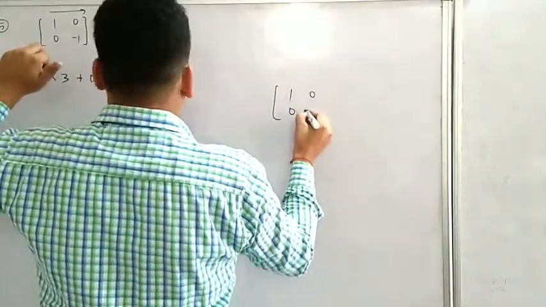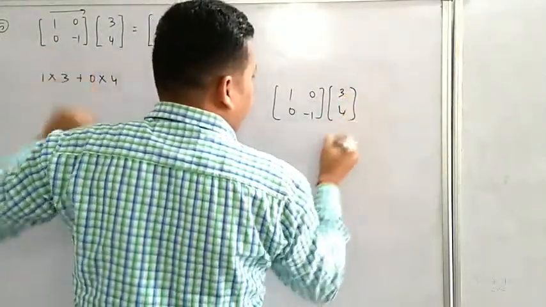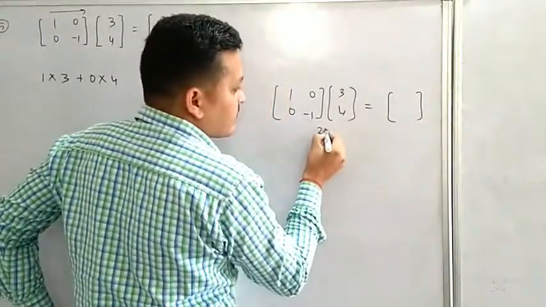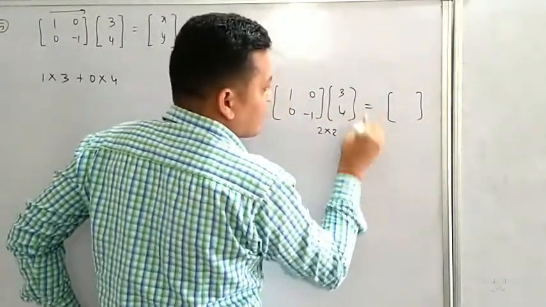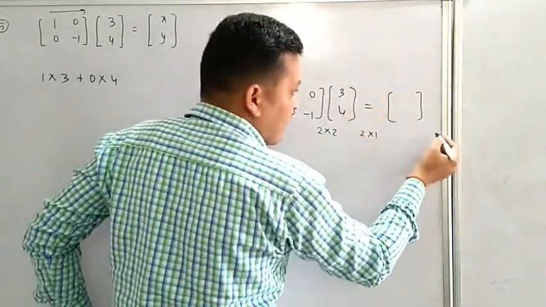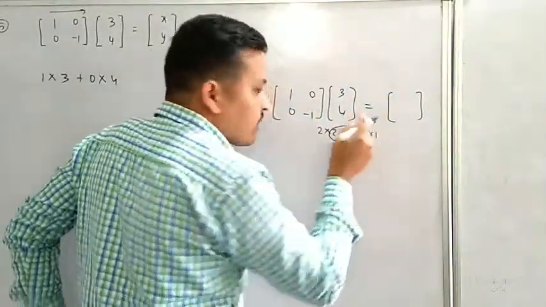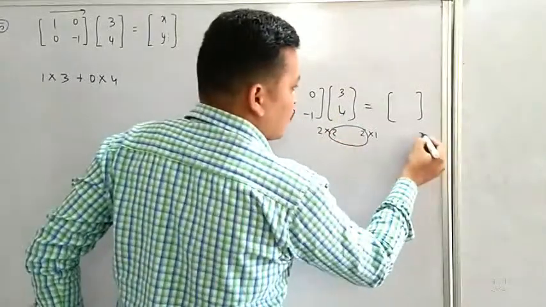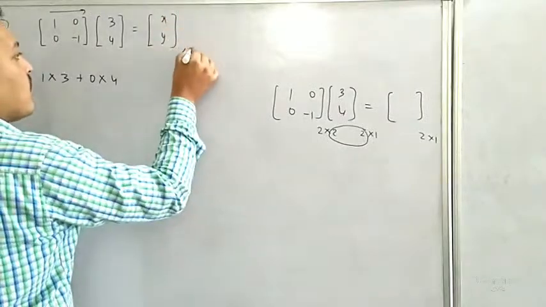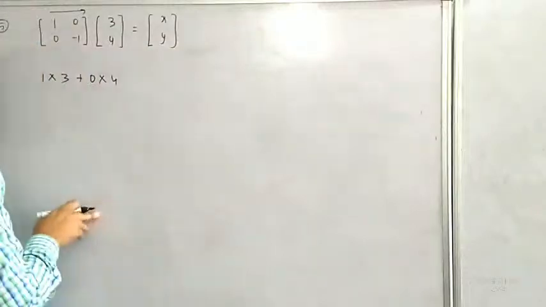Also, at the start of this video I explained what will be the order of the final matrix. Look, what is the order of this matrix? This is 2 cross 2. What is the order of this matrix? How many rows are here? 2 rows and 1 column. So what will be the final answer's order? When the inner orders are the same, the product is possible. The remaining is 2 cross 1, so the answer will be 2 cross 1. This is the way to check whether the product is possible or not.